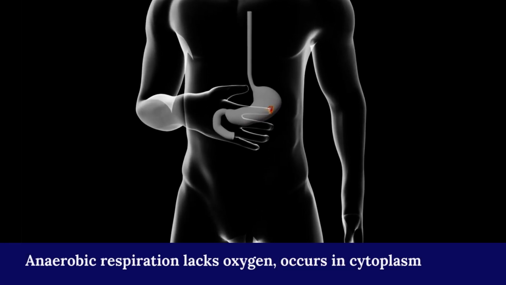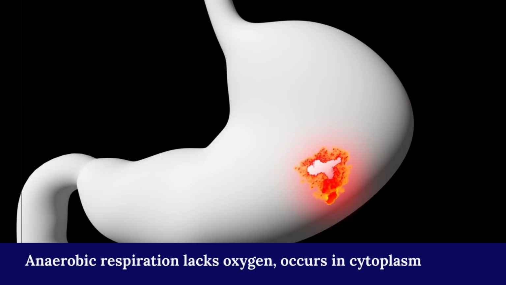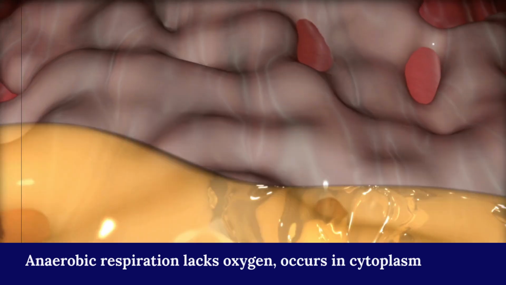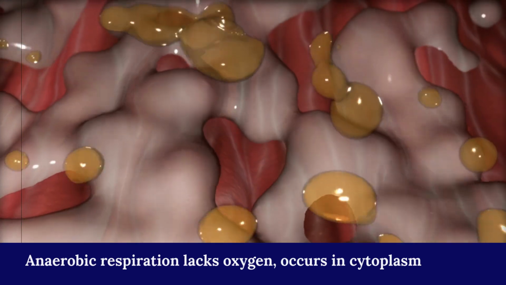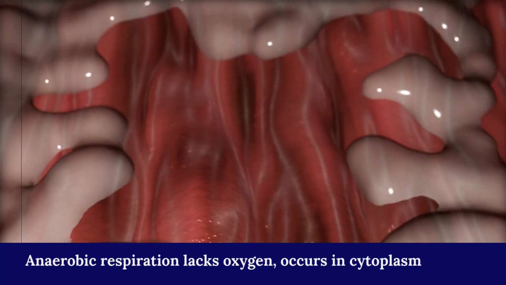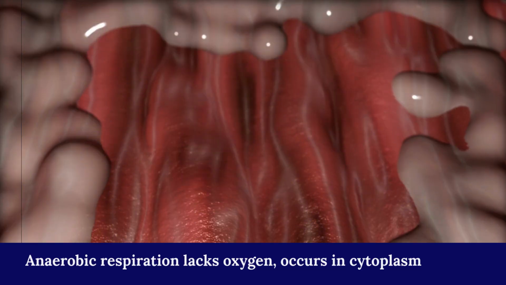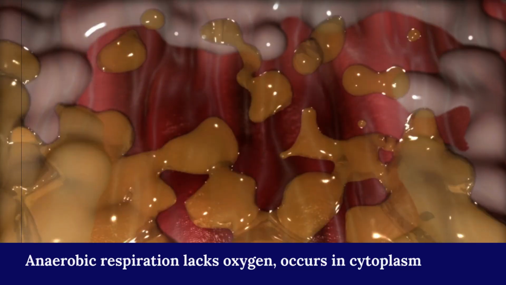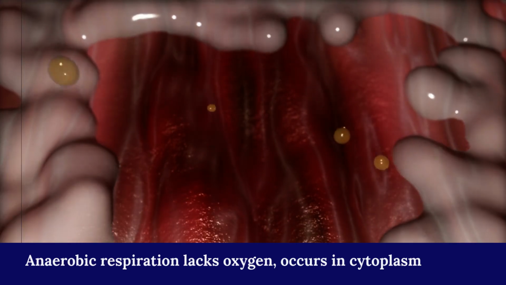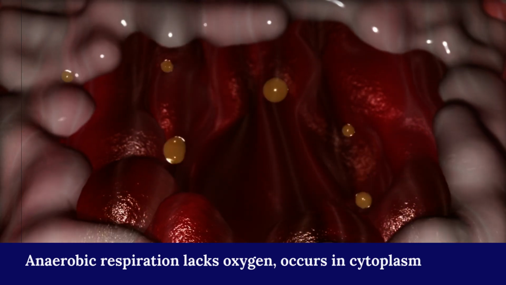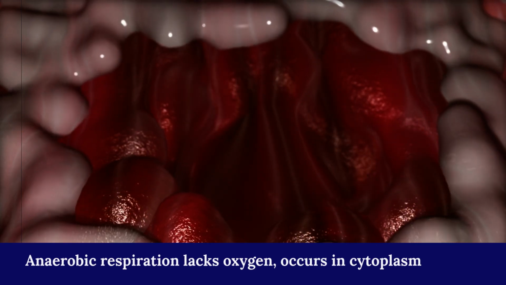Anaerobic respiration occurs without oxygen, taking place in the cytoplasm. It's less efficient, releasing only 2 ATP per glucose. In animals, pyruvate becomes lactic acid. In plants, it turns into ethanol and carbon dioxide. This process is useful when oxygen is low, like during intense exercise. However, lactic acid can cause muscle fatigue.